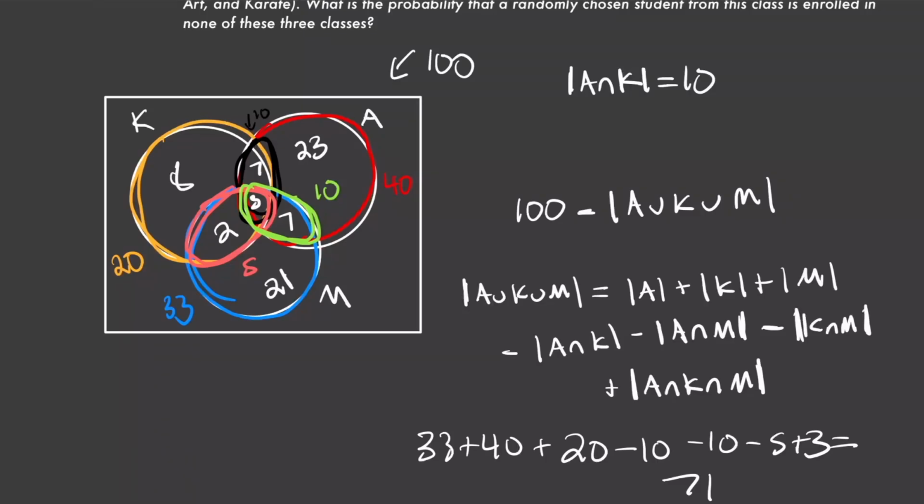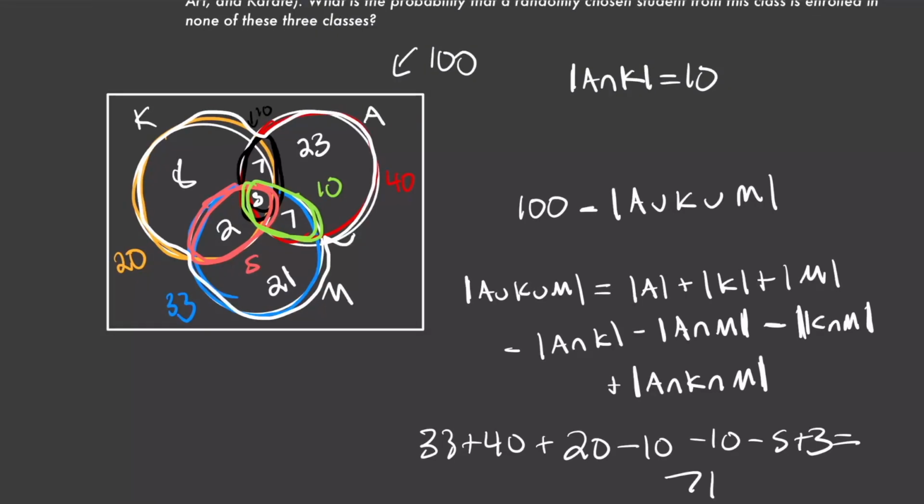Well, I'm trying to calculate the union of 3 sets, so I'm just trying to sum every single element that exists within any of these 3 sets, and I want to count each one time. But notice when I sum up the magnitude of A plus the magnitude of K plus the magnitude of M, right? That's going to be 40 plus 33 plus 20. It's going to give me 93. But I ended up overcounting a bunch of things, right?